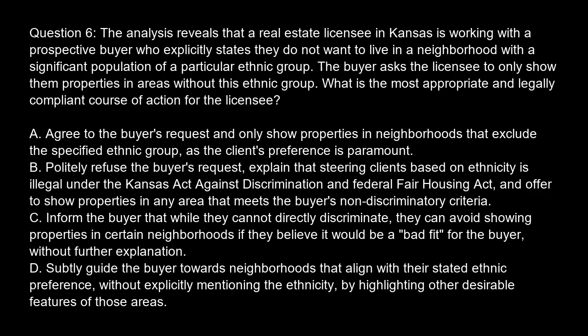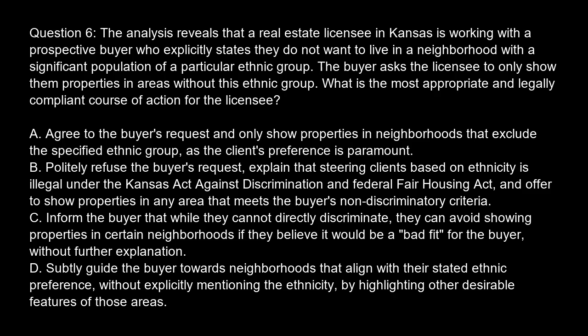Option A. Agree to the buyer's request and only show properties in neighborhoods that exclude the specified ethnic group, as the client's preference is paramount. Option B. Politely refuse the buyer's request. Explain that steering clients based on ethnicity is illegal under the Kansas Act Against Discrimination and Federal Fair Housing Act, and offer to show properties in any area that meets the buyer's non-discriminatory criteria.